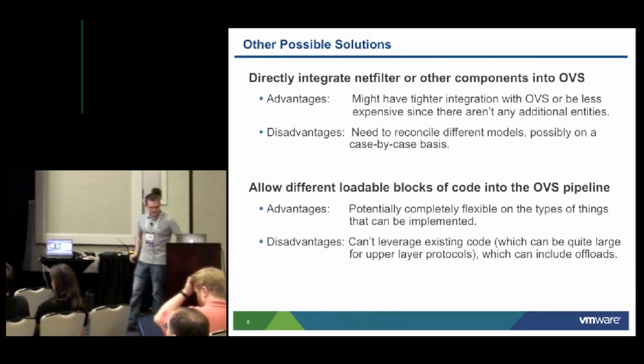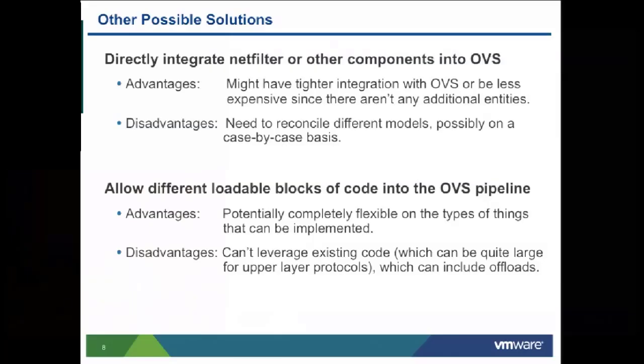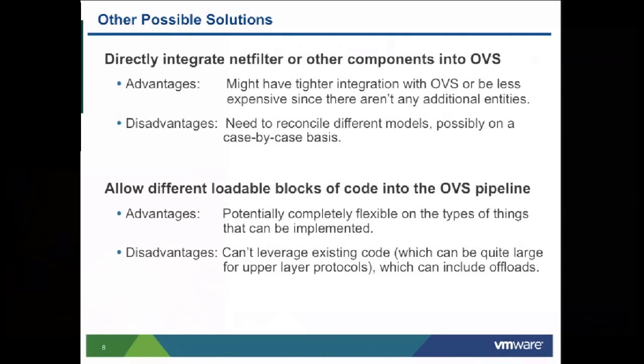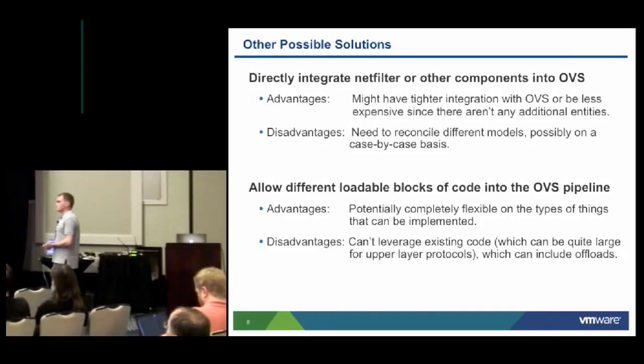Now, since this did come up earlier in the day, I thought that I would contrast it and then throw it out for a little bit of discussion to see if we can resolve some of these ideas. These are my rough interpretation of some of the earlier things that came up, and certainly please feel free to correct me if I'm misrepresenting anything. Basically, two other approaches that have been proposed are more directly integrating some of the netfilter or other code into OVS so that it's either an action or it runs at various points in the pipeline, that kind of thing.